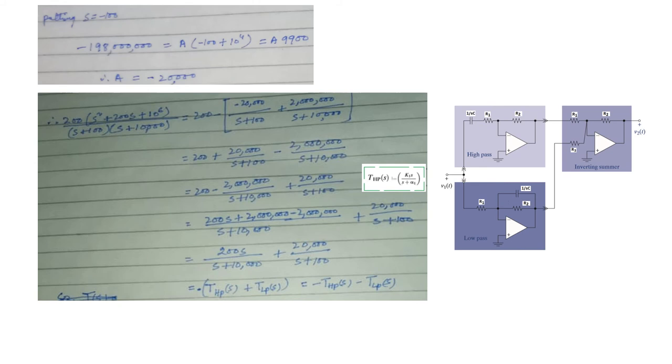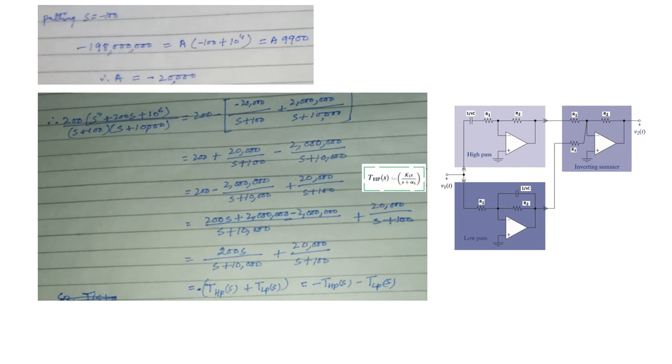What we want actually is that the high pass transfer function should have an s in the numerator, as it is shown here. It has an s in the numerator, and also it has an s plus alpha. So we want to make it in this form. So that is why we are bringing the high pass to here and letting the low pass go there, and we'll manipulate these two terms. So manipulating this and solving, we are now getting 200s divided by s plus 10,000, and this remains as it is.